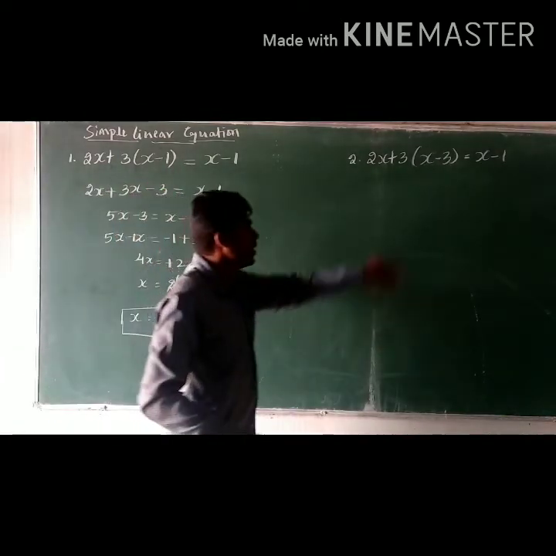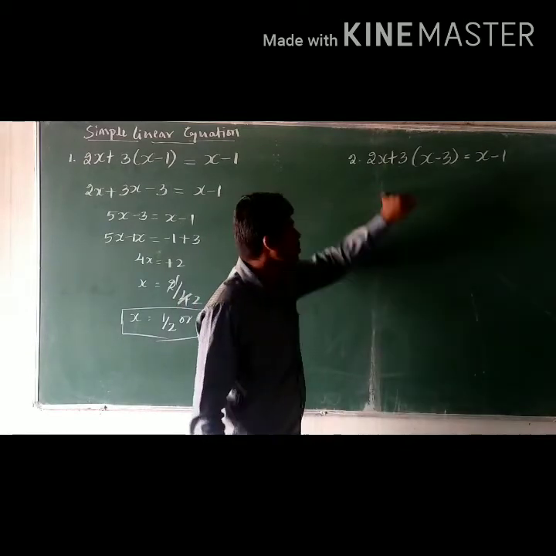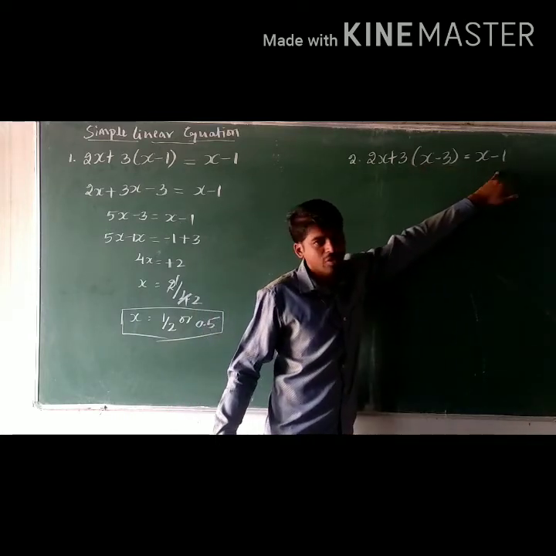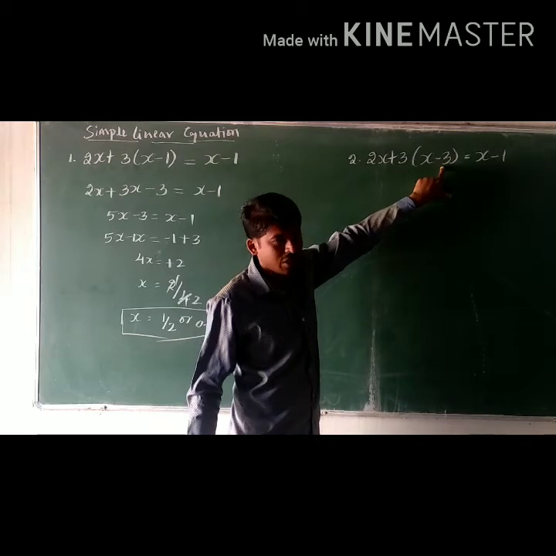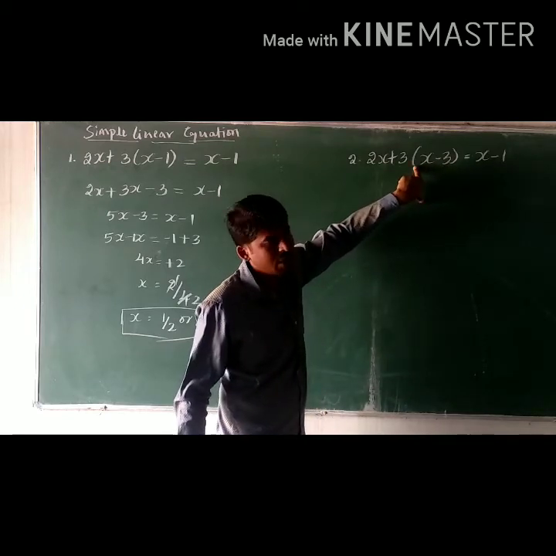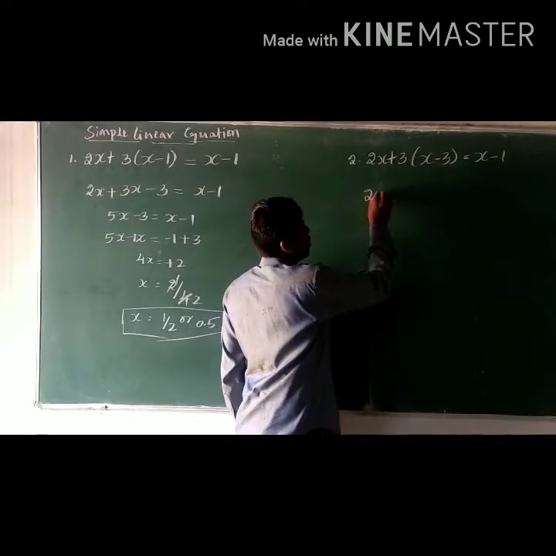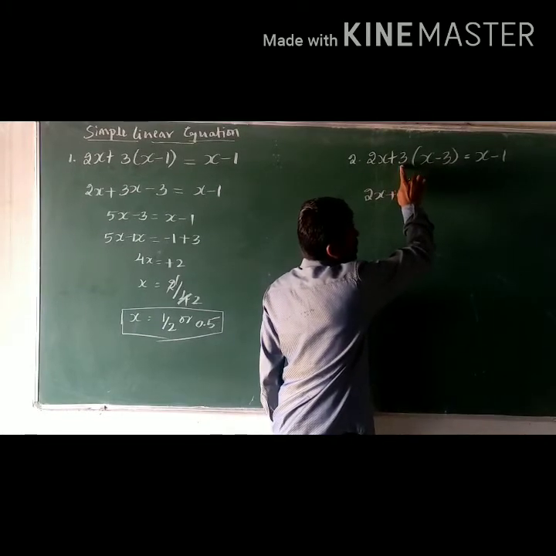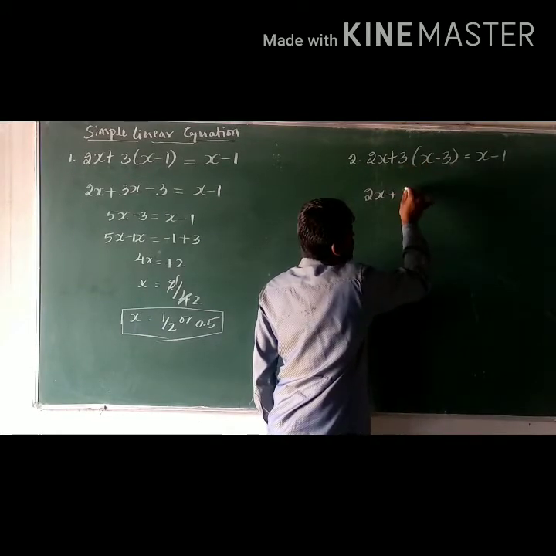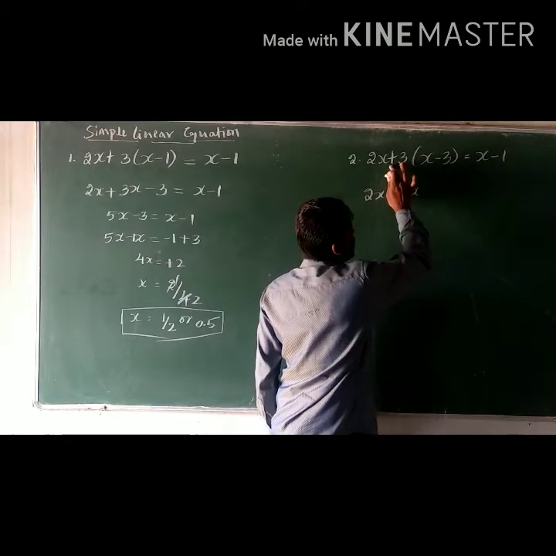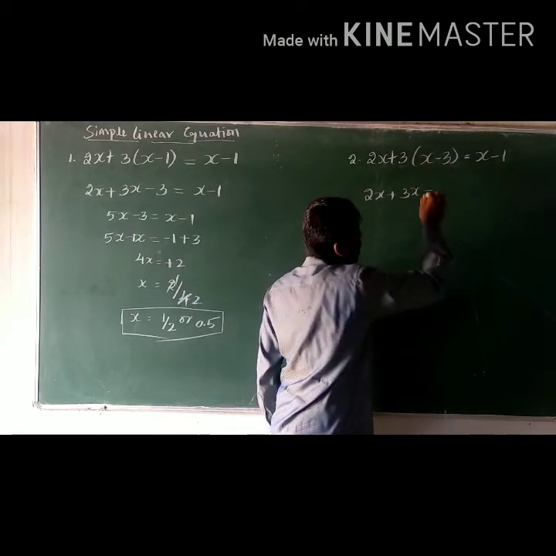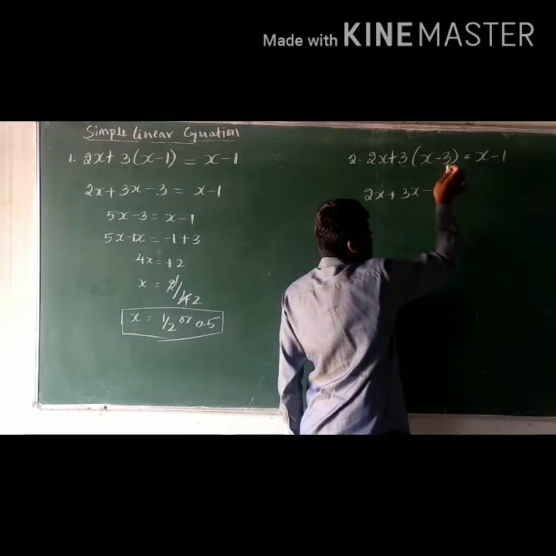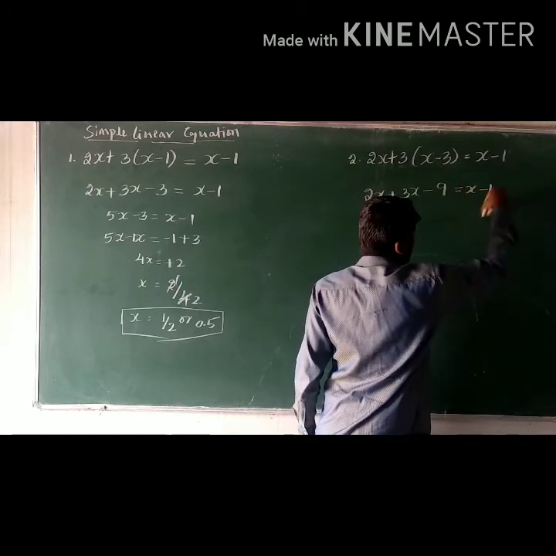Okay, let's see another problem. Now, the other problem: 2x plus 3 within bracket x minus 3 is equal to x minus 1. It's the same as before, only this is the change. With this kind of symbol, people know that it means multiplication. So it's the same, we carry forward 2x plus. Now with the help of this 3, we are going to multiply the total equation: 3 into x is 3x. Now here is plus, here is minus, into minus, 3 threes are 9. We multiply 3 into 3 and get 9. The 3 threes are 9, is equal to x minus 1.